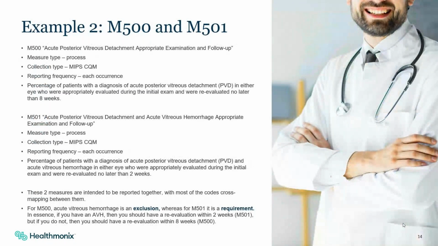A pair of measures was released in 2024. This harkens back to measures 143 and 144, where two measures are basically reported together. These are measures for ophthalmologists and optometrists, having to do with patients with acute posterior vitreous detachment, and that they're receiving the appropriate examination and follow-up. Both of these measures are nearly identical. We're going to be talking about strata in just a bit. I'm going to be handing it over to Tara.